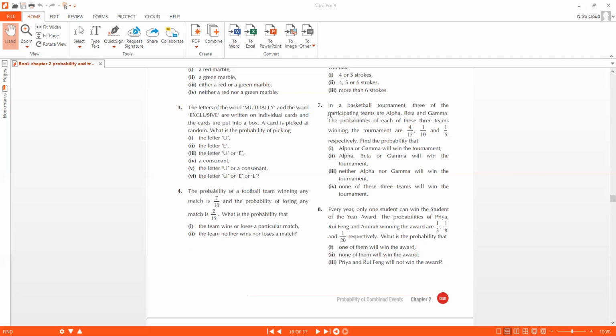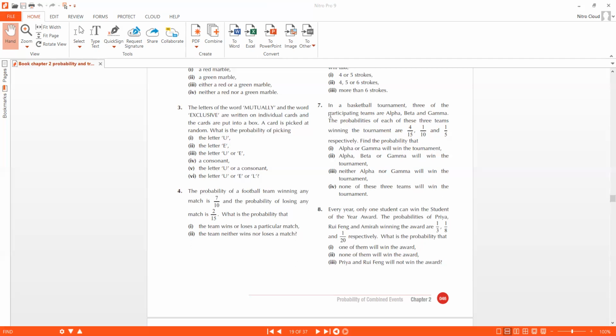Okay, this is the success rate 4 over 15. So failure rate would be 11 over 15 for alpha. For beta, where success rate is 1 over 10, the failure rate would be 9 over 10. And gamma is 1 over 5. So you can see the probability of failure of gamma is 4 out of 5.